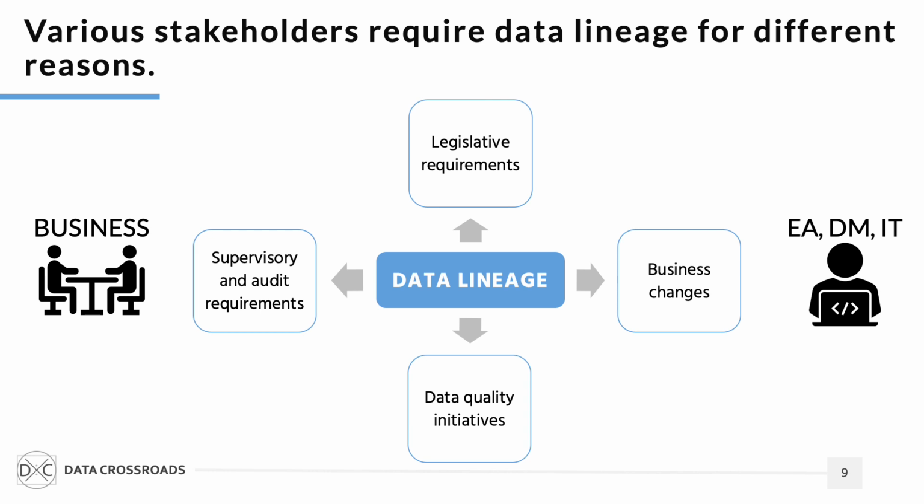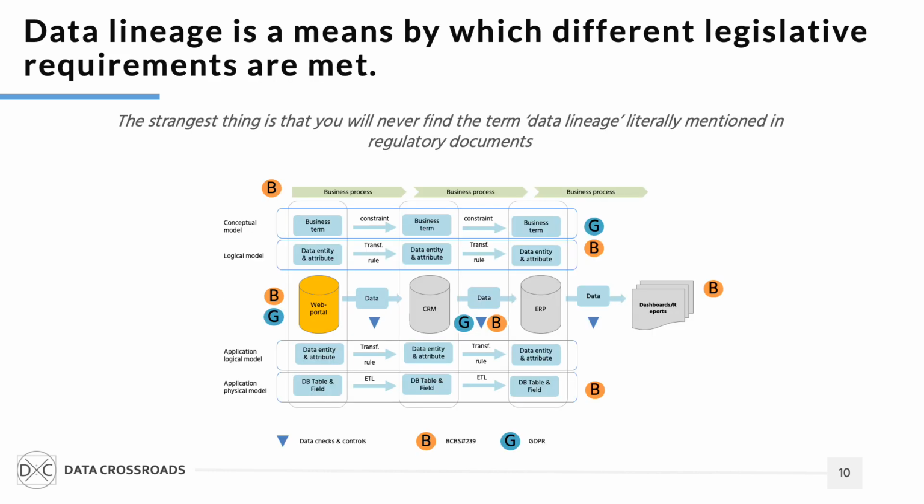IT, and business professionals. As I have already mentioned, the term data lineage is never explicitly mentioned in regulatory documents. I will demonstrate to you how data management professionals have made conclusions about the necessity of data lineage because of legislative requirements. I will share with you my investigations of two pieces of legislation. I made the analysis of two requirements, BCBS 239 and GDPR.